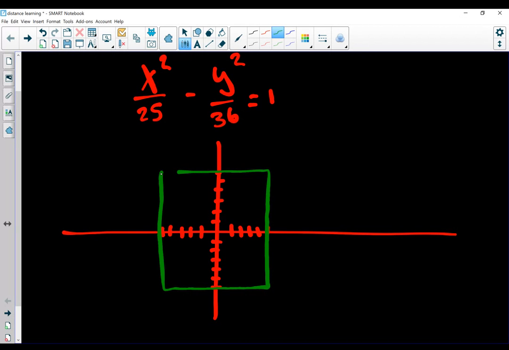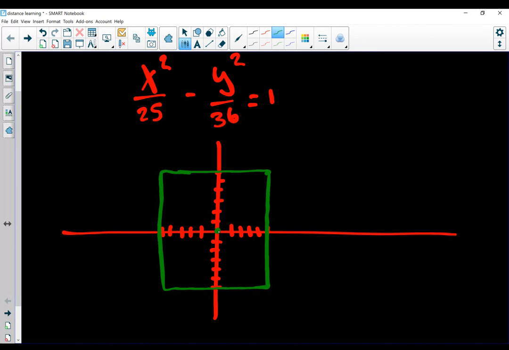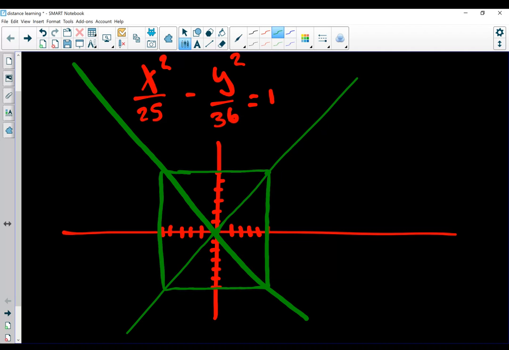I'm going to just mention one thing here. To get from the origin to this corner, I had to go over 5 and up 6. The slope of this line here is 6/5. In fact, the equation of this line is y equals 6/5 x. To get from the origin to that endpoint, I had to go down 6 and over 5. This has a negative 6/5 situation.